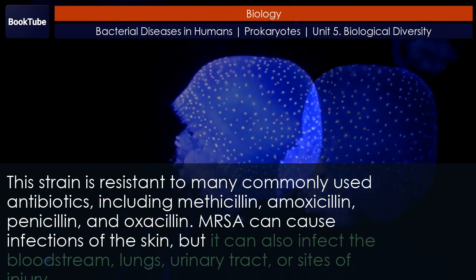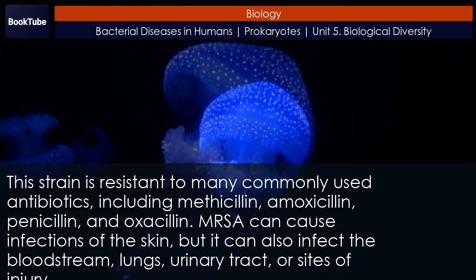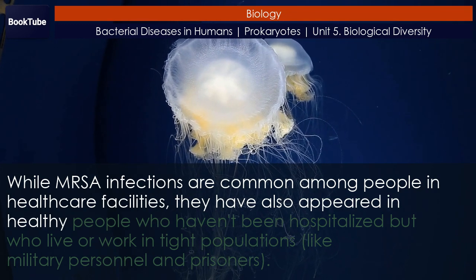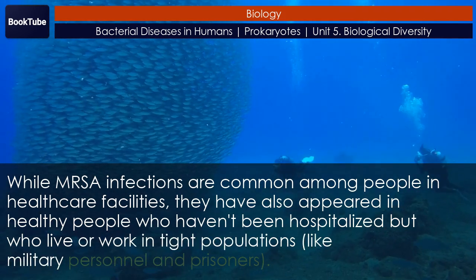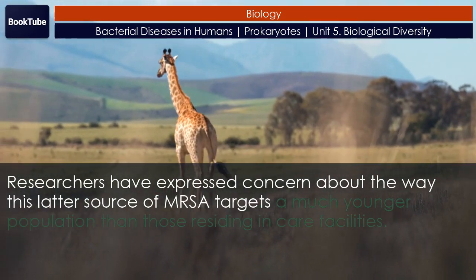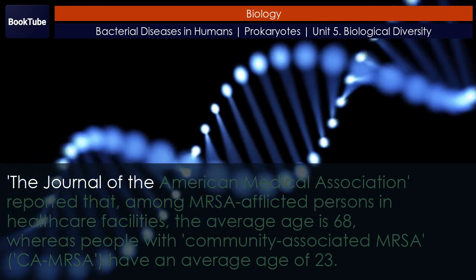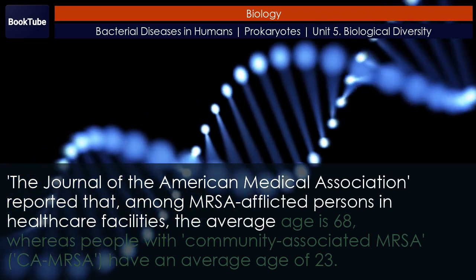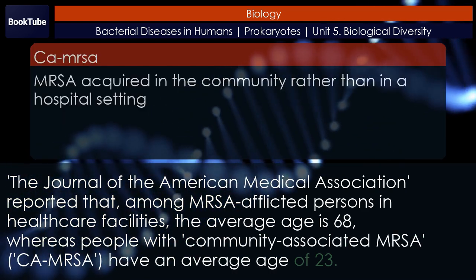MRSA can cause infections of the skin, but it can also infect the bloodstream, lungs, urinary tract, or sites of injury. While MRSA infections are common among people in healthcare facilities, they have also appeared in healthy people who haven't been hospitalized but who live or work in tight populations, like military personnel and prisoners. Researchers have expressed concern about the way this latter source of MRSA targets a much younger population than those residing in care facilities. The Journal of the American Medical Association reported that, among MRSA-afflicted persons in healthcare facilities, the average age is 68, whereas people with community-associated MRSA, CA-MRSA, have an average age of 23.